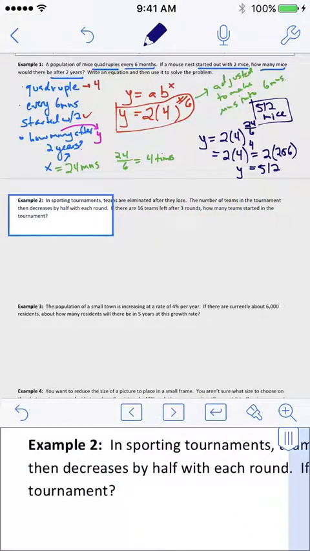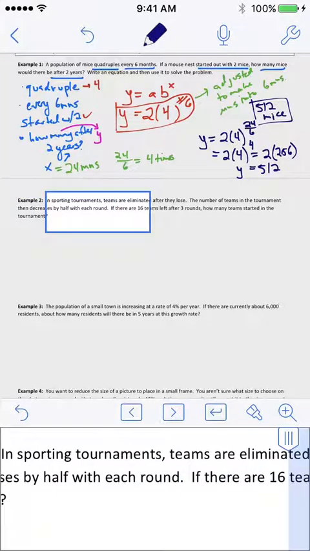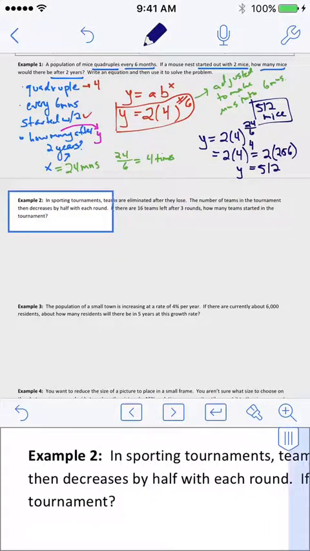So we've got this tournament going on, and you guys have seen these before. It's the bracket, the March Madness bracket. You've seen those. Everything gets whittled down, and you eventually end up with somebody winning. So what they want to know is if 16 teams were left after 3 rounds, how many started in the beginning? Let's go back and underline some things they mentioned.